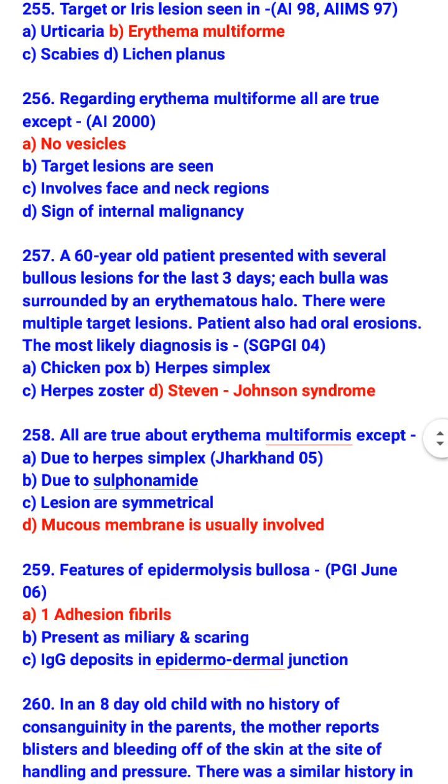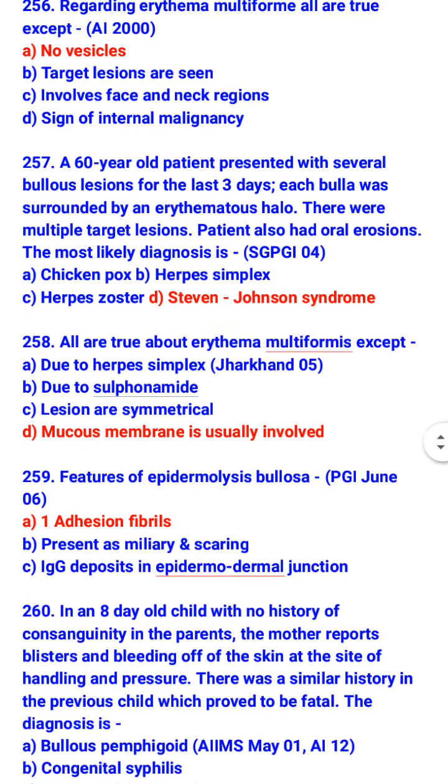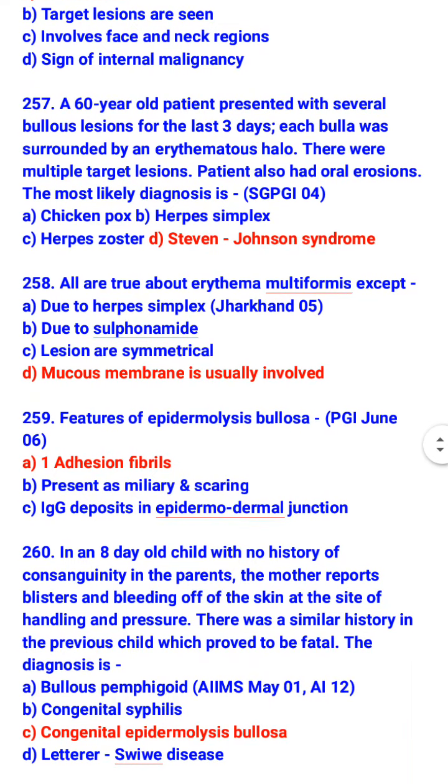What is true is that target lesions are seen, it involves the face and neck region, and it can be a sign of internal malignancy. A 60-year-old patient presented with severe bullous lesions for the last 3 days, each bulla surrounded by an erythematous halo. There were multiple target lesions. The patient also had oral lesions. The most likely diagnosis is Stevens-Johnson syndrome. All are true about erythema multiforme except that the mucous membrane is usually involved. What is true is that it is due to herpes simplex, due to sulfonamide, and the lesions are symmetrical.